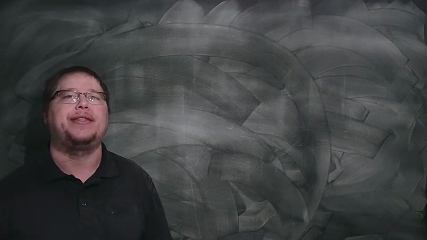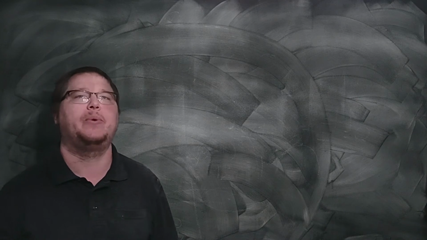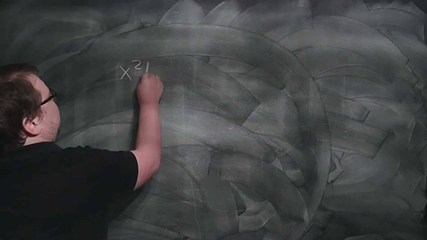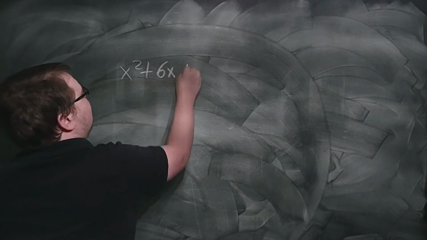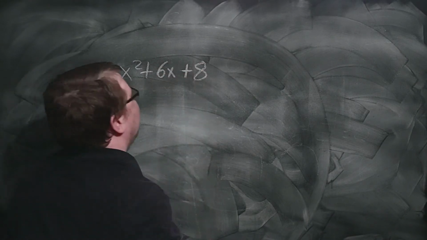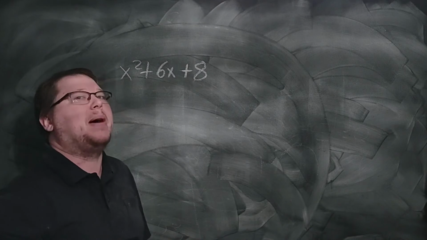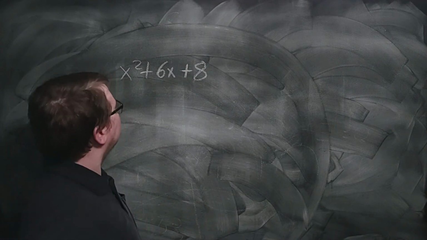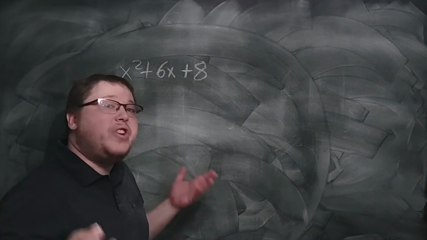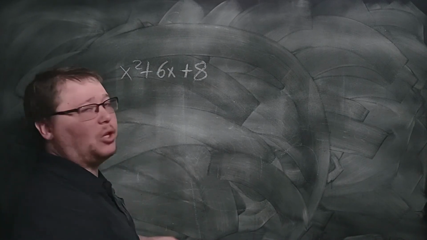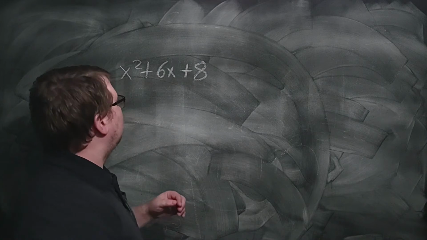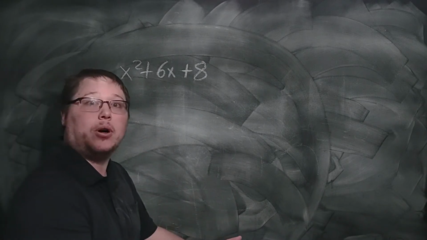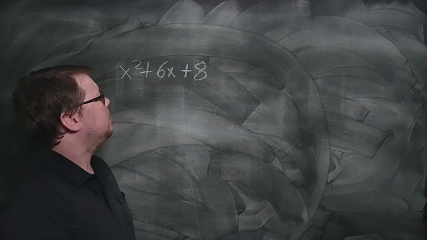Let's take a look at the vertex form of a quadratic equation. So say we have x squared plus 6x plus 8, and I want to know some information about it. Like, what is the maximum value this has? I have no idea. Not a clue from looking at it. However, if I were to give you it in vertex form, it'd be obvious.